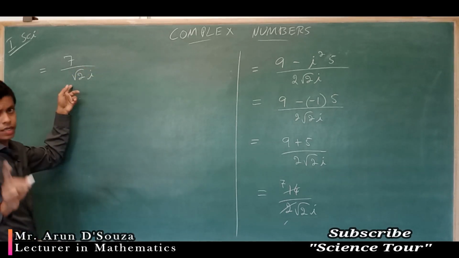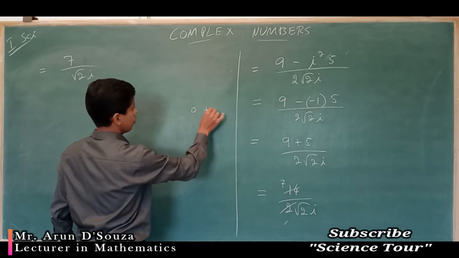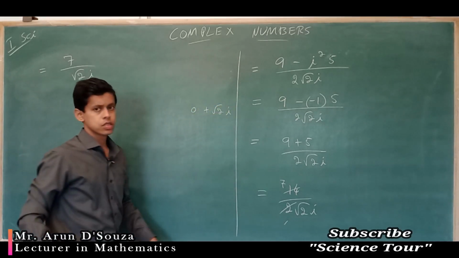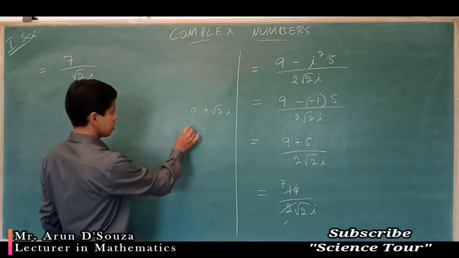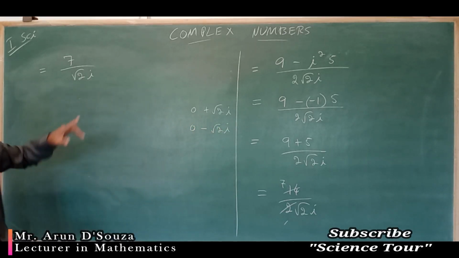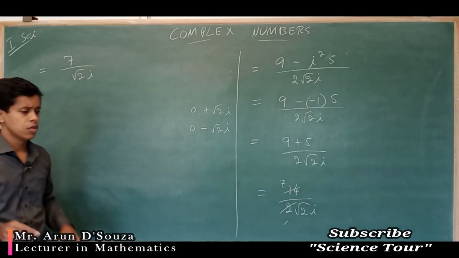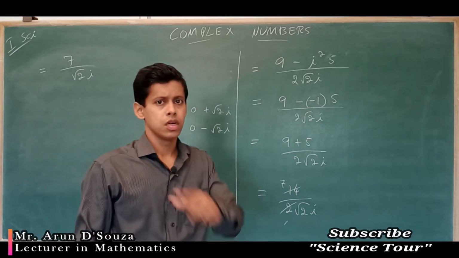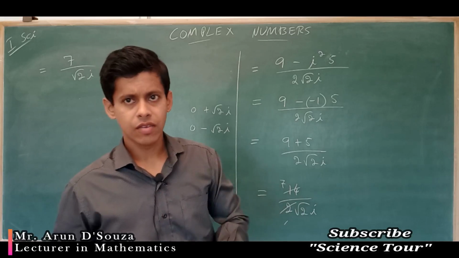See, this root 2i is nothing but 0 plus root 2i, correct? So what is the conjugate of this? 0 minus root 2i. So if you want to rationalize, when you write the a plus ib form, in the denominator you should not have i.